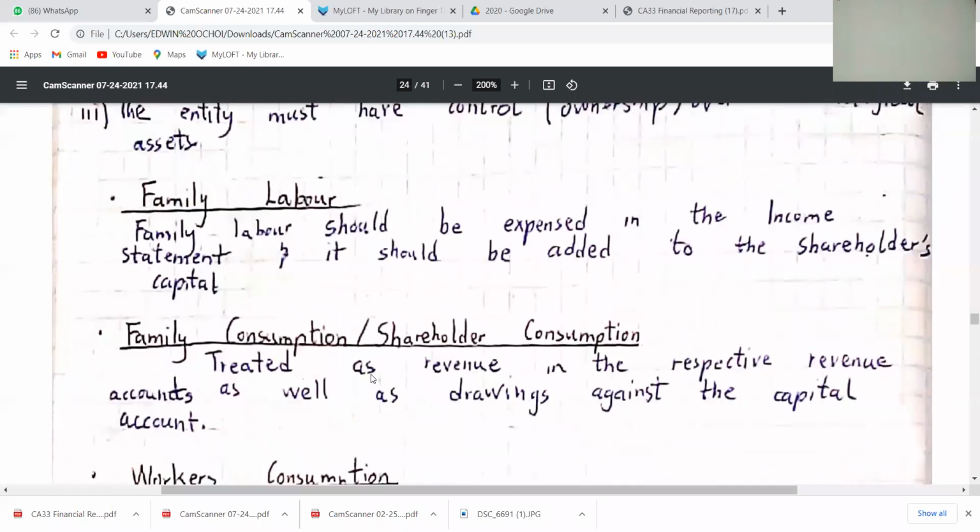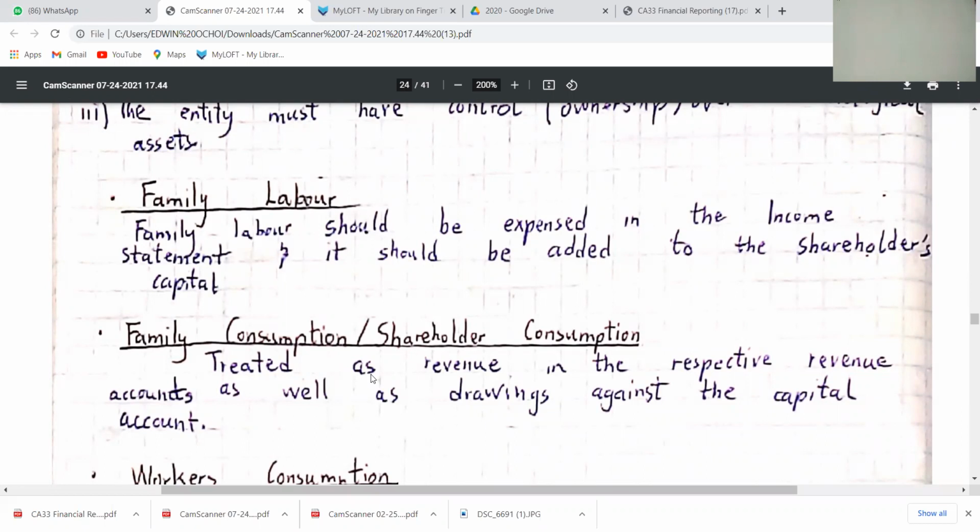Then we have family labor. This is another terminology. Let's say you are doing poultry farming, and as the owner of the farm, you are the one providing labor. How can we record this in the relevant statement? Family labor should be expensed in the income statement, and it should be added to the shareholders' capital.